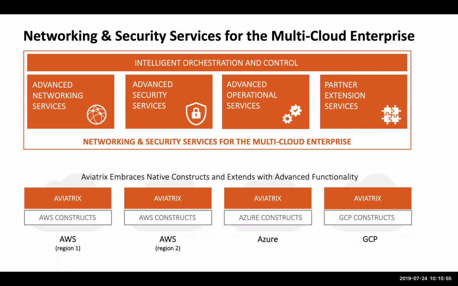So that gives us a platform for delivering network and security services for the multi-cloud enterprise. And this begins with an intelligent orchestration and control system that will go across all of the services, both the native constructs as well as our advanced services. And we deliver advanced networking services, advanced security services, operational services, and then extensions, which we'll talk specifically in this presentation about our extension for Palo Alto Networks VM series firewalls.